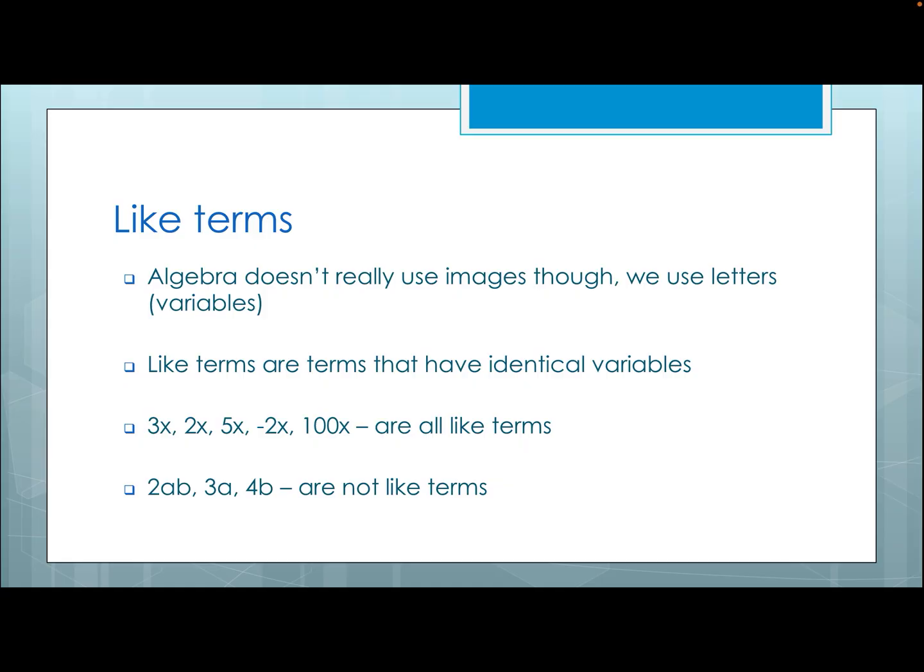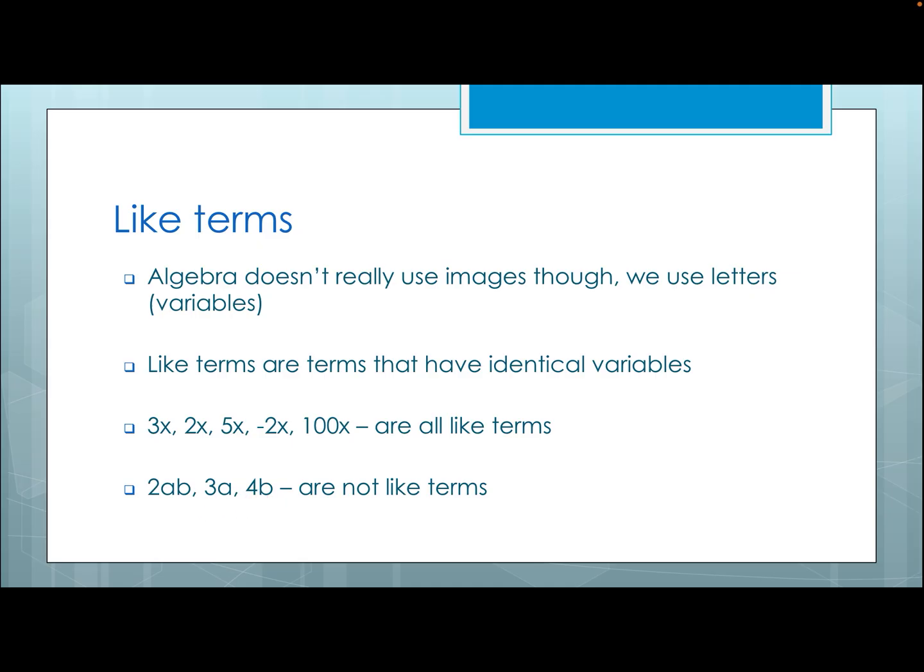Yes, this has an a and this has an a, but because it has an ab, this is not the same as this. And even though this is a b and this is a b, this has a b, this has an ab. So these are the letters in this term. That's the coefficient. None of these share the same thing, so they're not like terms.